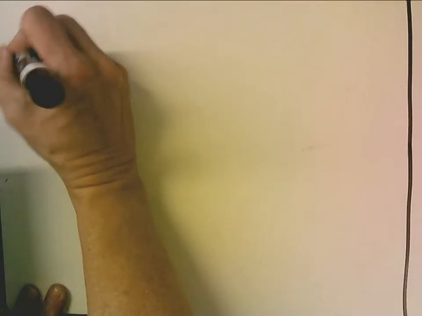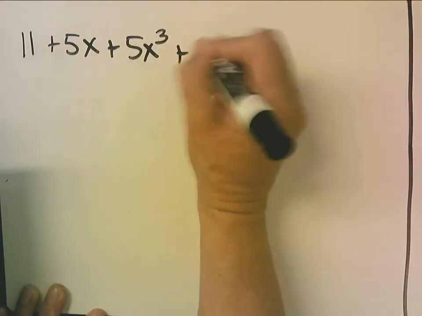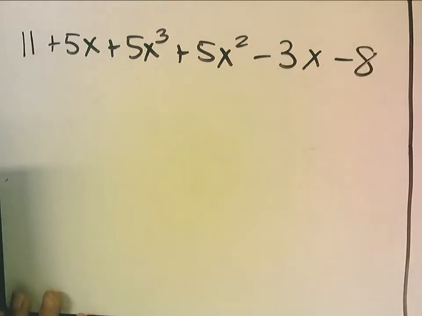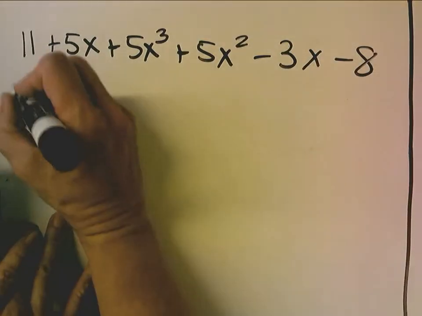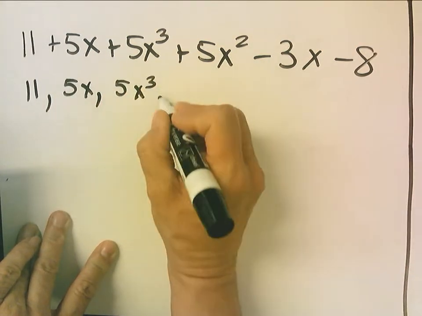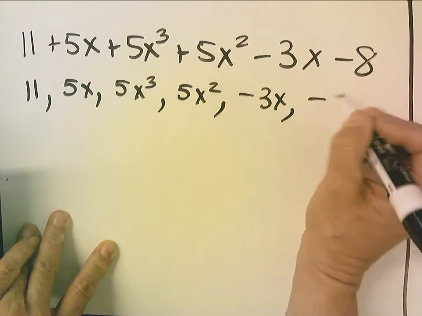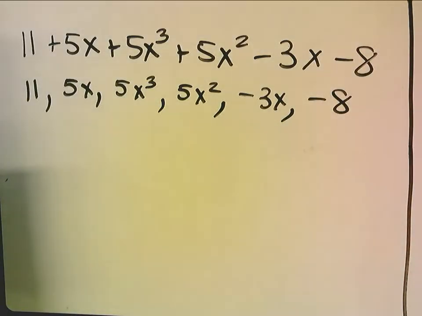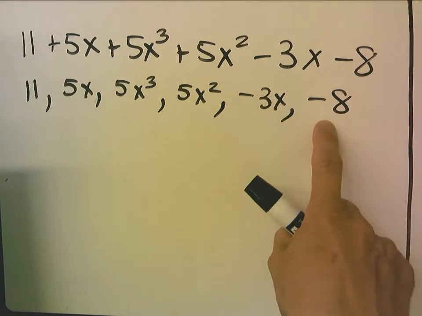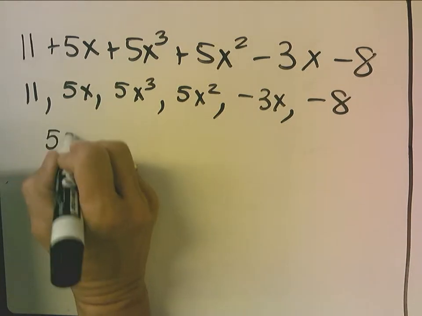Now the next one is 11 plus 5x plus 5x cubed plus 5x squared minus 3x minus 8. So now I'm going to list these with my commas. Negative 3x is a term and negative 8 is a term. Okay, and notice when it's listed with commas, it's obvious to me this is a negative 3x, this is a negative 8. So now I will try listing them by like terms.